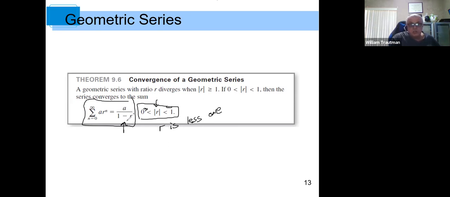Because you can't use that if r, let's say if r equals 3 over 2, you cannot use this formula because this is greater than 1. So you can only use this formula when the absolute value of r is less than 1. So we definitely want to write that down.